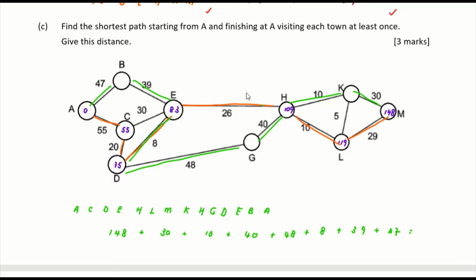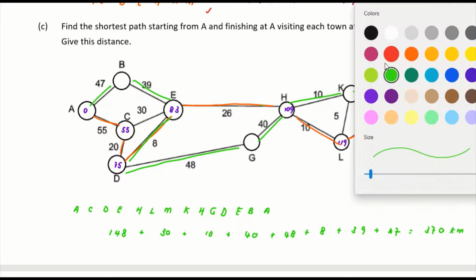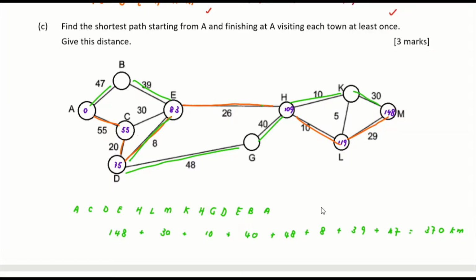So 148, 30, 10, 40, 48, 8, 39, 47, and you are going to get the answer of 370. Okay, so that's basically the idea. So in this case, you'll be able to get your 3 marks if you got everything correct here.